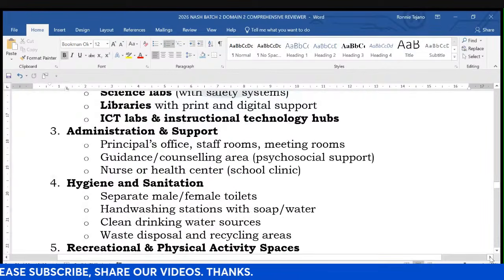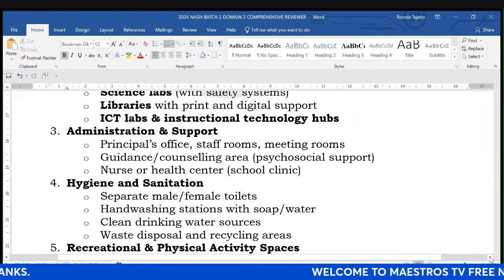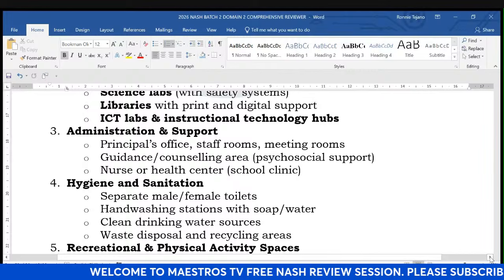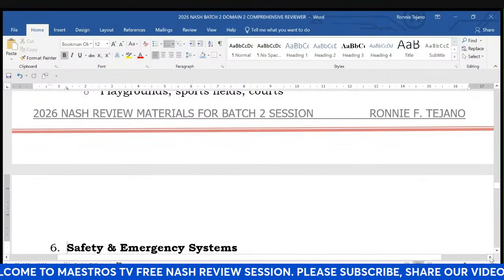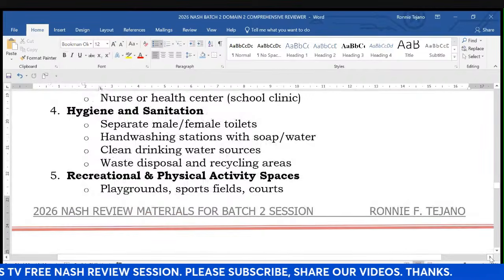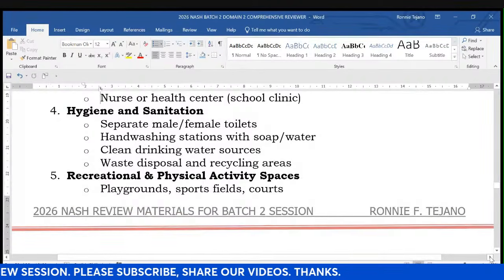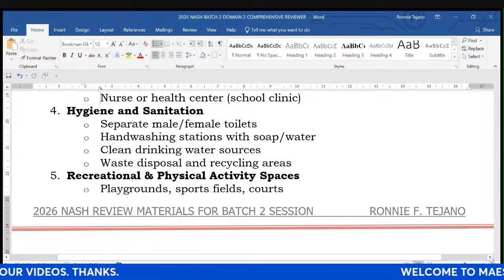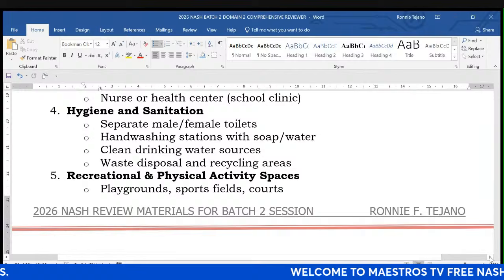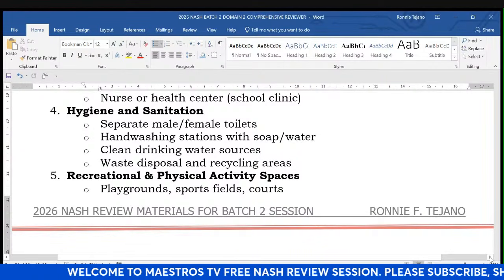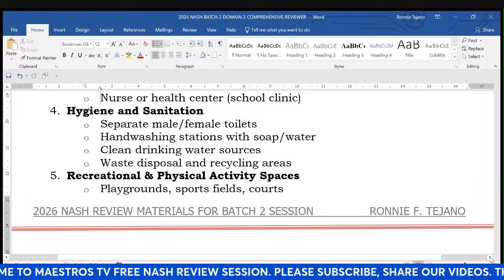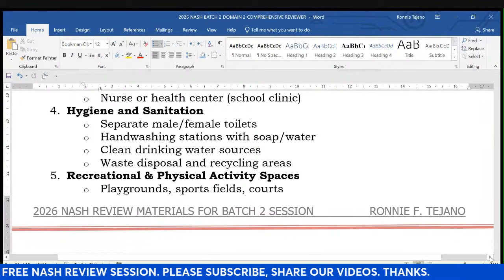We do have buildings for administration and support that includes the principal office, the staff rooms and the meeting rooms, the guidance and counseling area for psychosocial support, and the nurse or the school clinic. And for hygiene, what an ideal school to complete all of this, no? There should be separate male and female toilets or genderized toilets. We also have hand washing stations with soap and water, clean drinking water sources, and waste disposal and recycling areas, or the MRF.